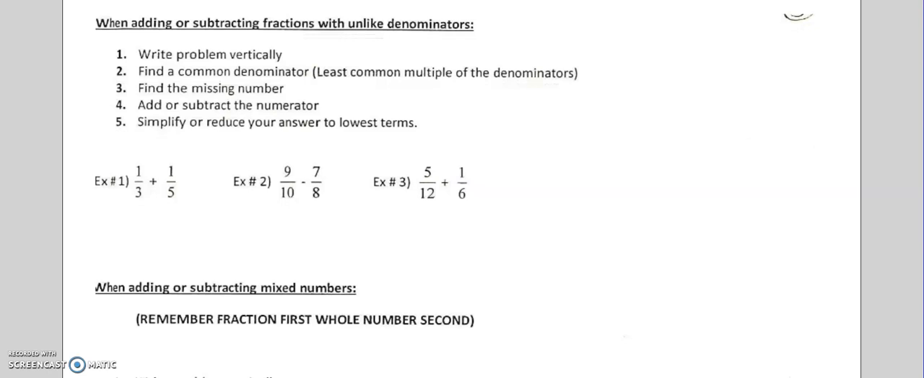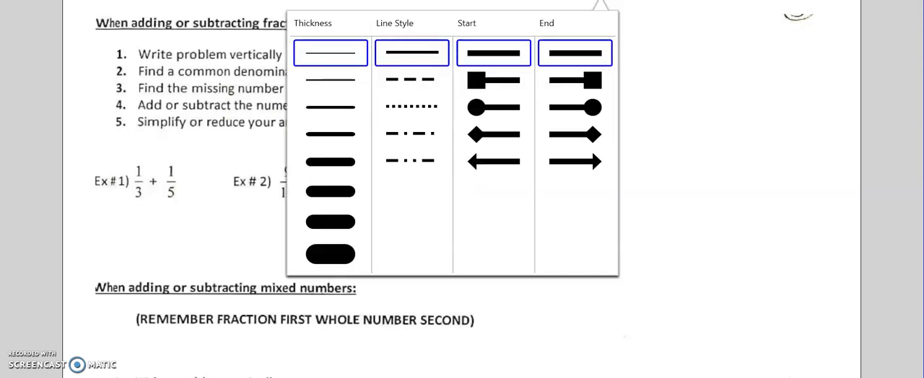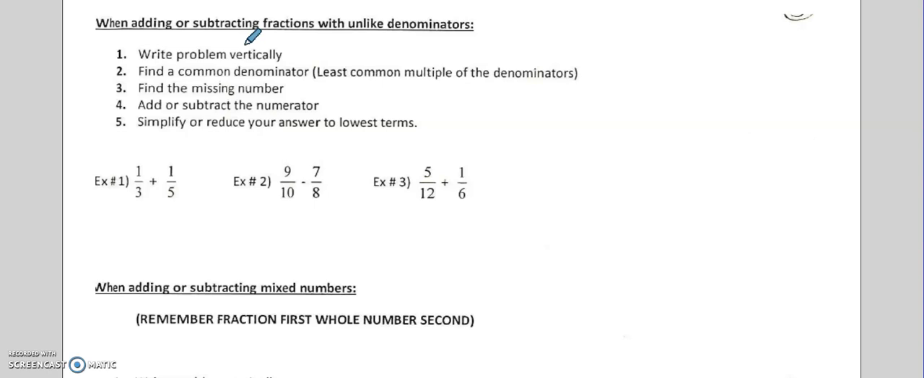Today we're going to be learning adding and subtracting of fractions. First thing you need to do is write the problem vertically. When you write the problem vertically, that just means one on top of the other. So they're written horizontally right here. We want to rewrite them, and I'm going to use a space over here. We want to rewrite them vertically.